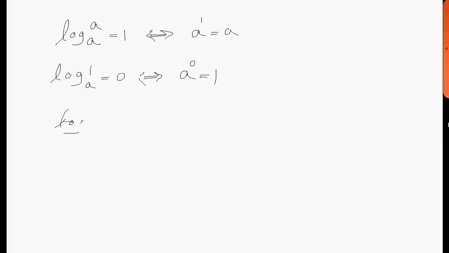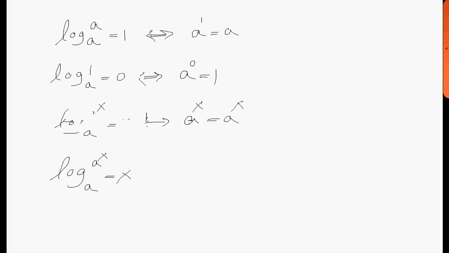The other property is the logarithm of a to the power of x, base a, is x. And why is that? Because this becomes equivalent to a to the power of x is a to the power of x, which is obvious. I see here I have some problem, so I'm going to rewrite that. Log of a to the power of x base a is x.